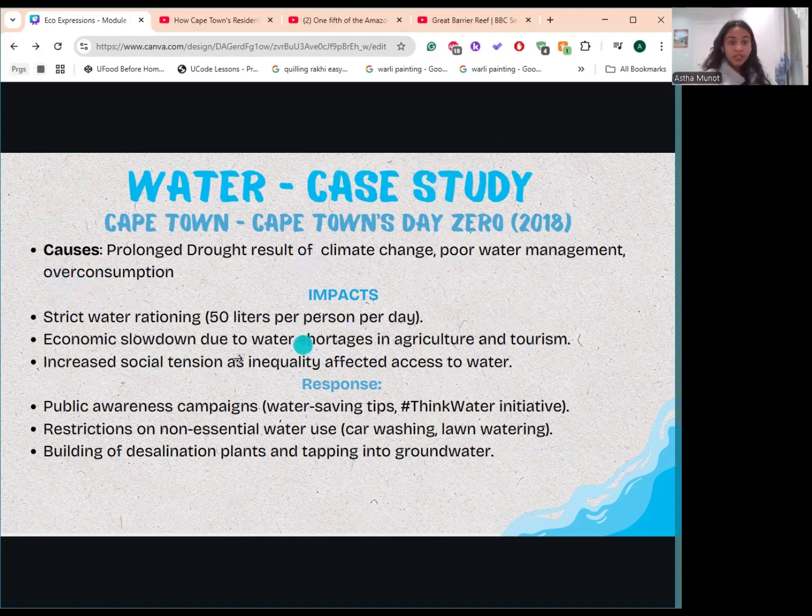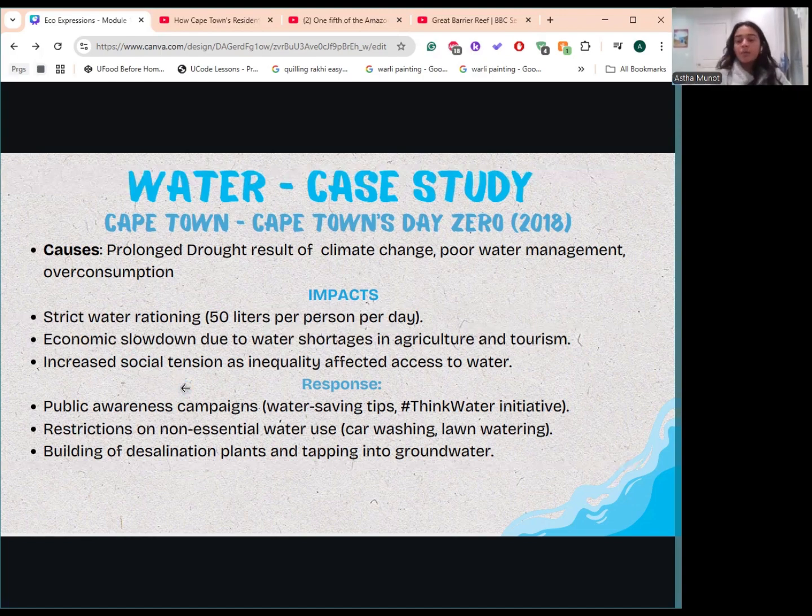So what were the impacts of this day? Strict water rationing. There was only 50 liters of water per person per day. Then an economic slowdown due to the water shortages in agriculture and tourism. They were drowning economically because of the water shortages, and in agriculture, they weren't able to provide enough water to grow food and to export that food. And then tourism, lots of people stopped coming to Cape Town because they were afraid of running out of water. And then increased social tension as inequality affected access to water.